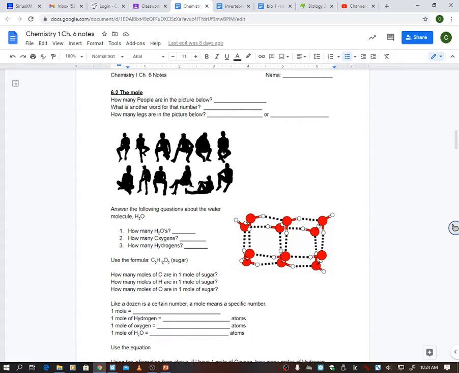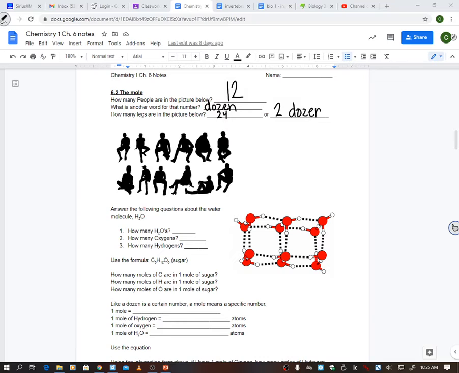So for instance, to get started here, I'll ask them how many people are in the picture below. So if you're looking at those cutouts of those people, how many are there? Well, if you count them up, there are 12 people there. So what's another word for that number? So what do I use when I go get 12 donuts or something like that? The word that we use for that is dozen, right? So then I'm going to ask them, well, how many legs are in the picture below? Well, if you count the number of legs, there are 24, or we would say 2 dozen.